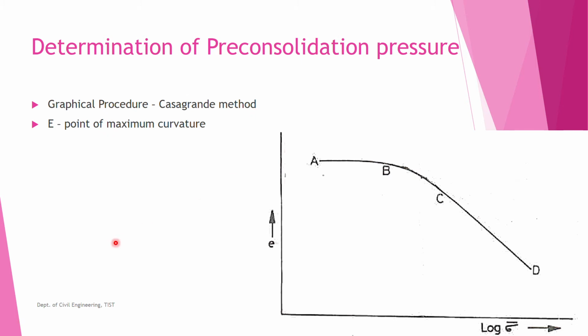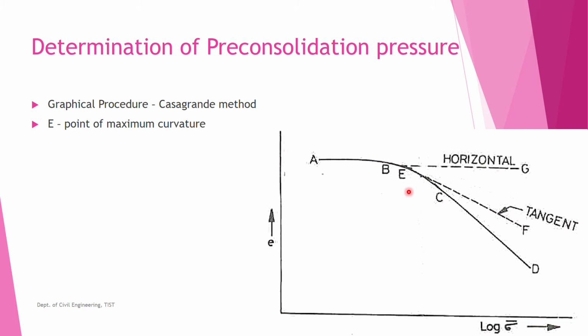Now I'll explain the procedure. First, you have to find a point in this region where the curvature is maximum. So I am identifying a point E such that the curvature is maximum at that point. Now at E, I draw a tangent to the curve. So EF is the tangent to the curve at point E. At E, I also draw a horizontal line EG.